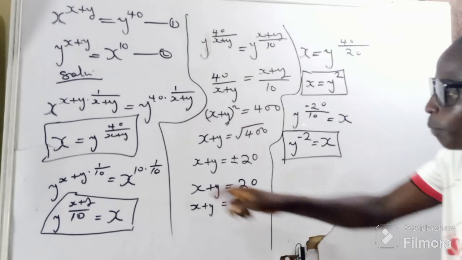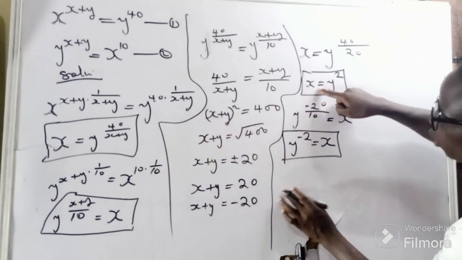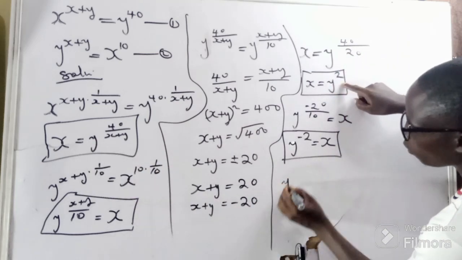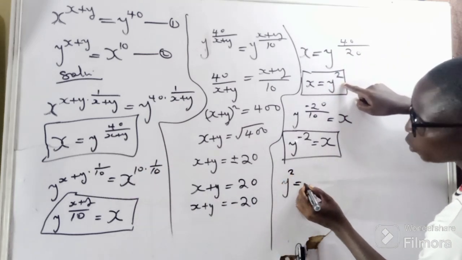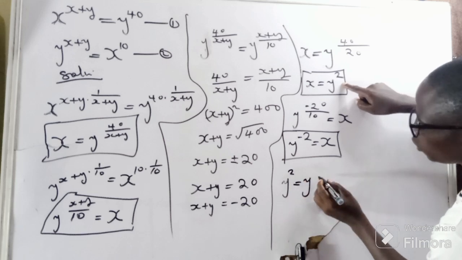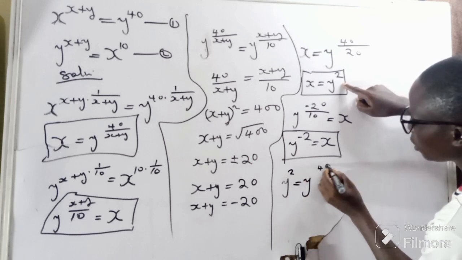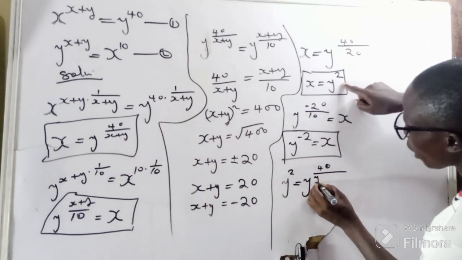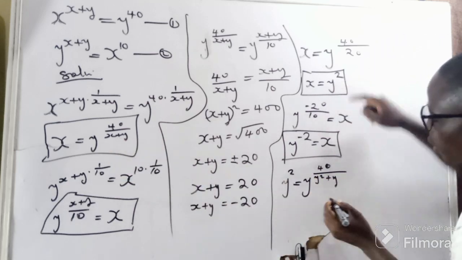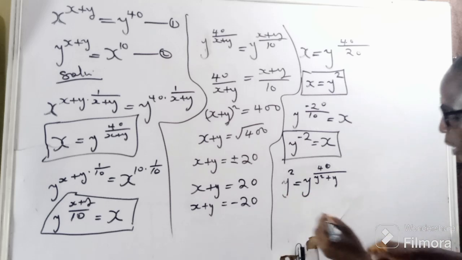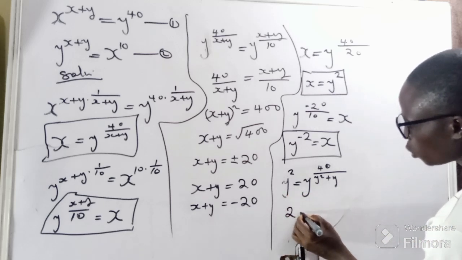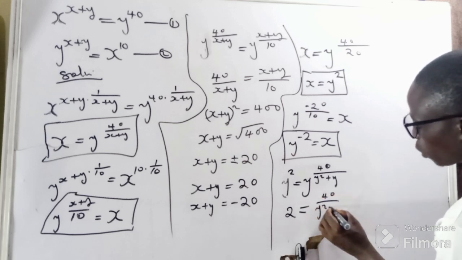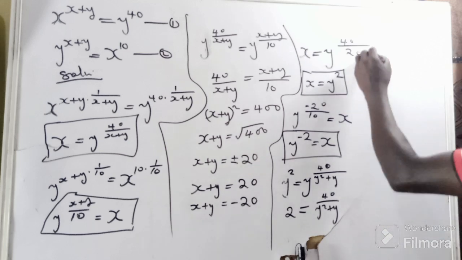So here, when I relate it with this, instead of this x, I'll put y squared. So I'm going to have y squared is equal to y to the power of 40 divided by x plus y. So instead of x, I'll put y squared plus y. So I can see that I have the same base. So I'm going to make 2 is equal to 40 divided by y squared plus y.